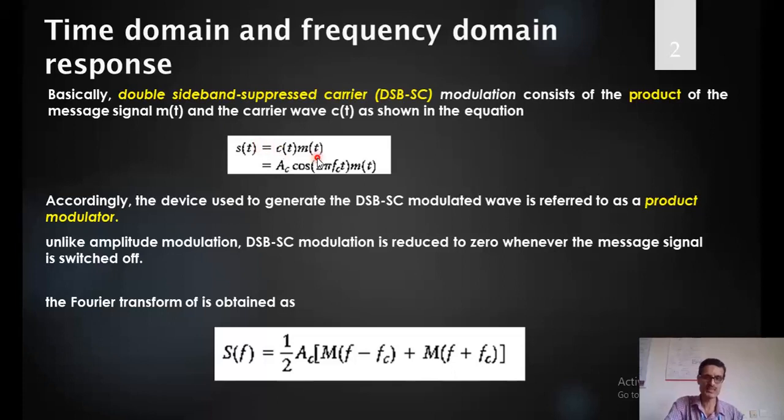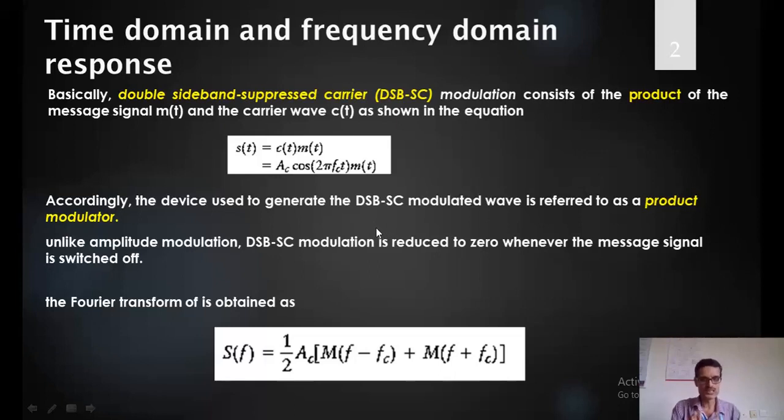So when I substitute the carrier c(t), what I get is Ac cos(2πfct) times m(t), where m(t) is the instantaneous amplitude of the message signal. That means to generate this DSB-SC signal, we have to use something called a product modulator, or in other words, a simple multiplier, an analog multiplier, to get the double sideband suppressed carrier signal.